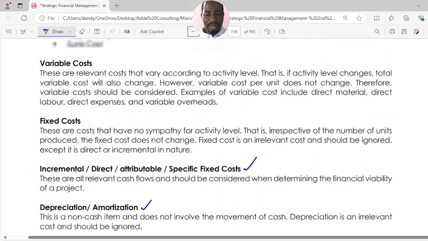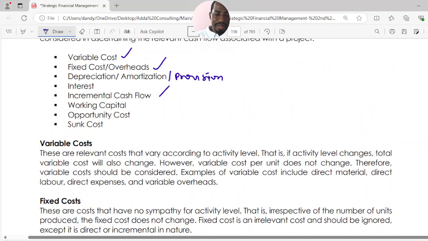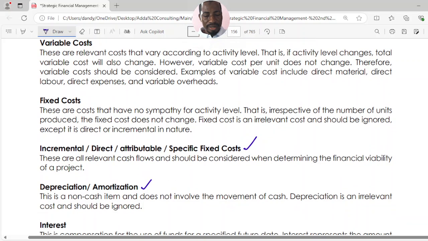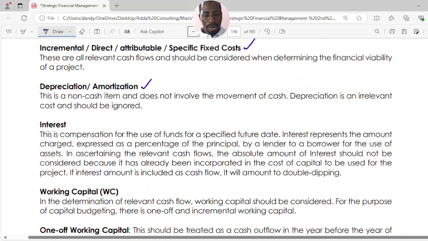The next item is interest. Interest is the actual amount paid on the loan borrowed. It represents the compensation required by the suppliers of debt capital for the use of their funds, for a specified future date. Therefore, when you see the absolute amount of interest in a question, that interest amount is irrelevant.